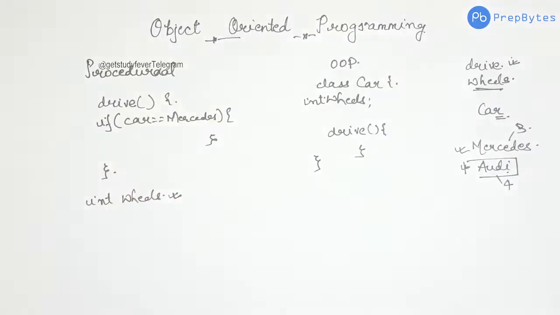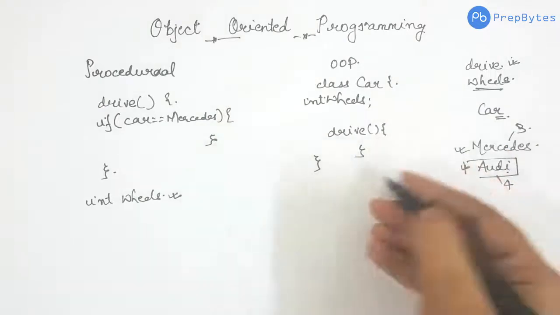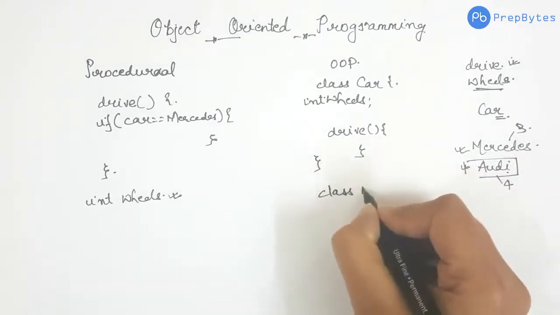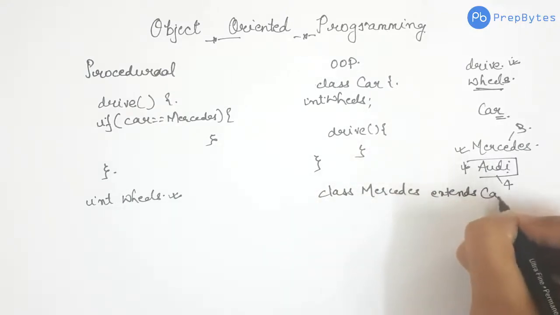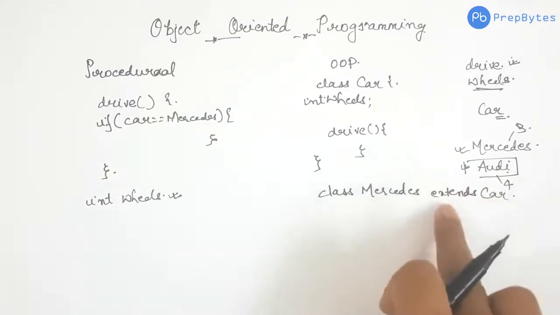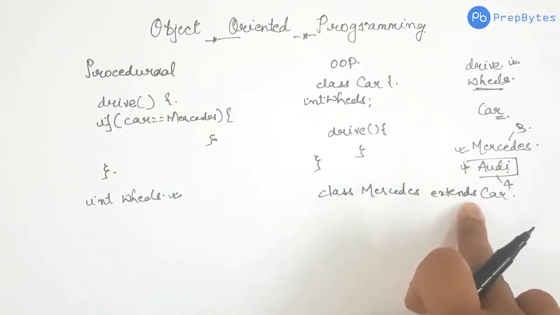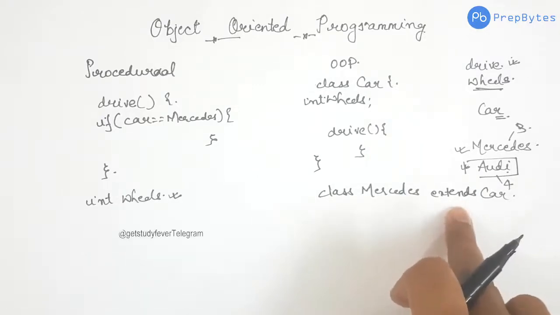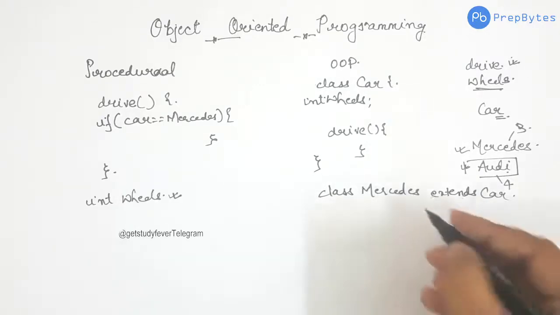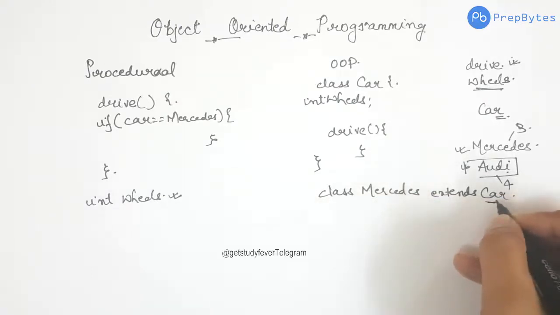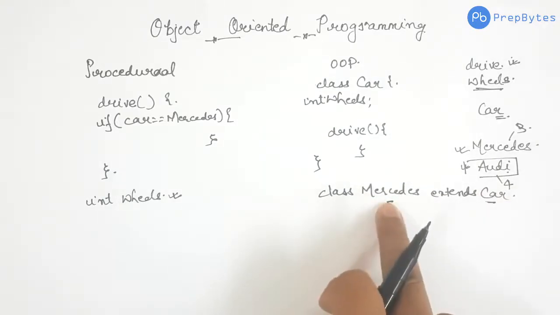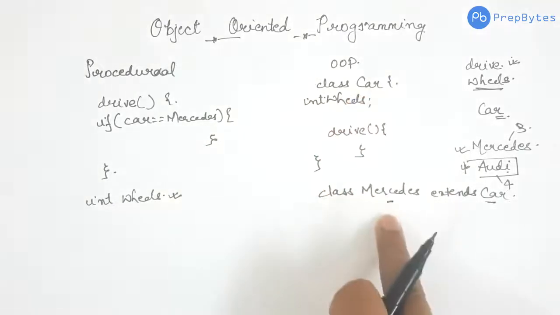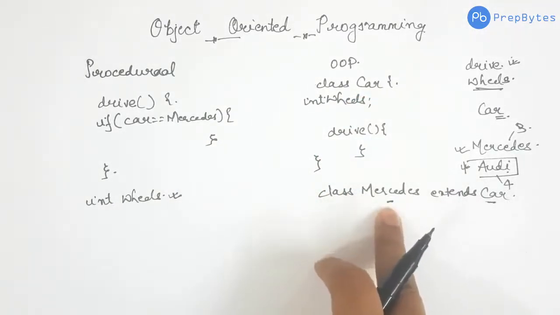Now what happens in OOPS is that I will create a new object called Mercedes. I will have class Mercedes extends car. So this is the concept of inheritance that we are talking about. We will talk about inheritance in detail. As of now, just try to understand that car is the superclass and Mercedes is the subclass. So Mercedes is extending its features from the car. Mercedes might be a special case of a car, but at the end of the day, it is a car only.